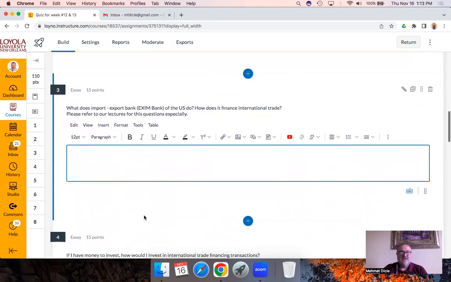So the third question now is, what does the Import-Export Bank of the US do? I think this also applies to all Exim banks, but I want to be a bit more specific, as perhaps the Exim Bank of the US can be in your search for a career. I would appreciate it if you go to Exim Bank's website and look at whether this is something you want to pursue in your future academic or professional endeavors.